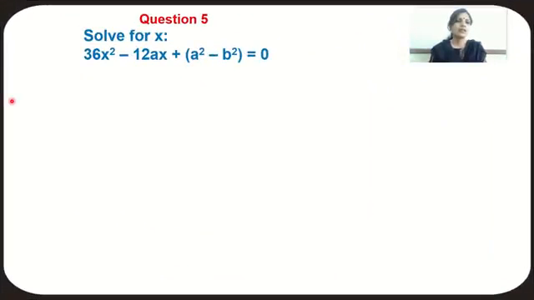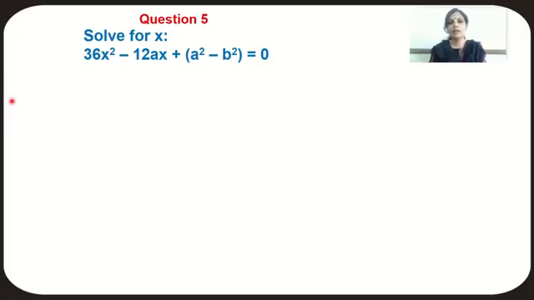Look at this. Solve for x. Meaning, you have to find the value of x. 36x square minus 12ax plus a square minus b square, in the bracket it's given, is equal to 0. Now you have got two options. Either you rearrange the terms and solve it by factorization, or you can solve it by formula method.